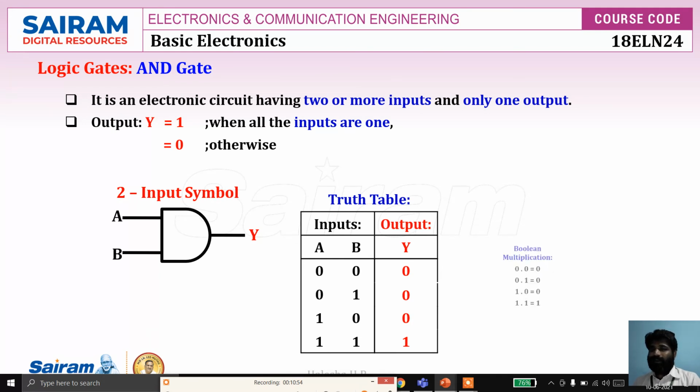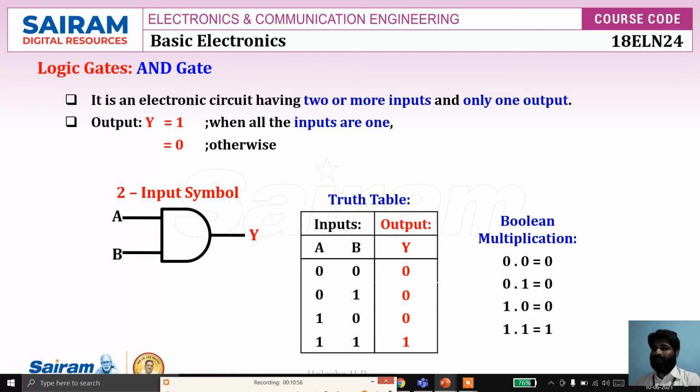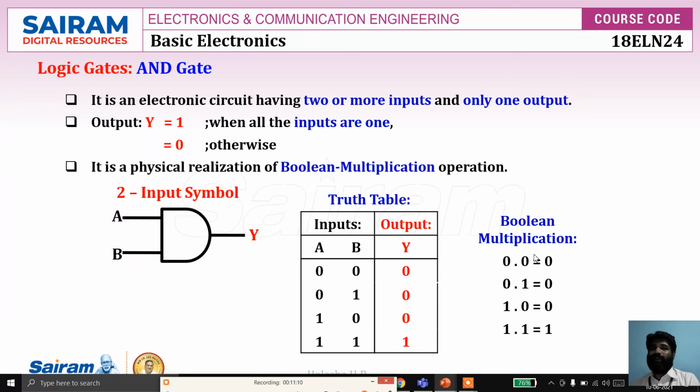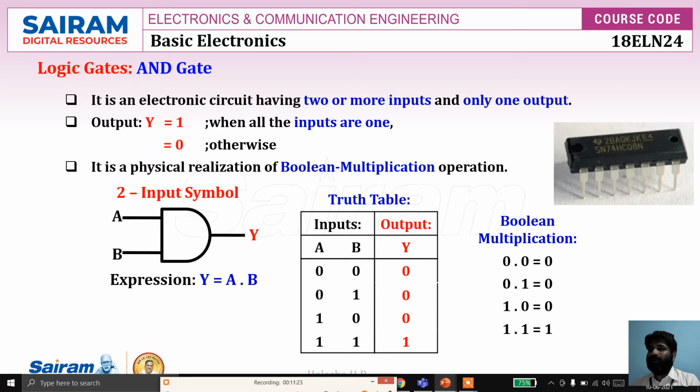So let's see Boolean multiplication. This is the operation. Here also, if both are 1, the result is 1, otherwise 0. Correct? So if we compare with the output of the AND gate, we can say the AND gate realizes Boolean multiplication. It is a physical realization of Boolean multiplication. Hence the expression is Y equals A into B, and 7408 is the IC number. So this is about the two-input AND gate.